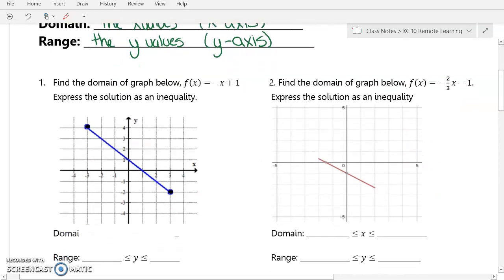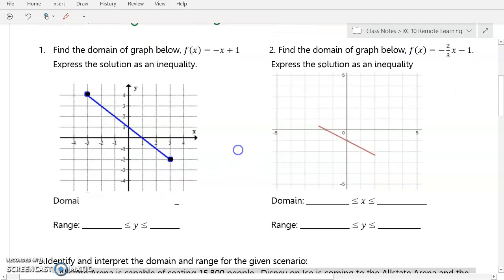So for example, number 1, find the domain of the graph below. F of x equals negative x plus 1. Express the solution as an inequality. So mine kind of got cut off, but we're actually going to find the domain and the range here. So for the domain, again, we're focusing on the x values.